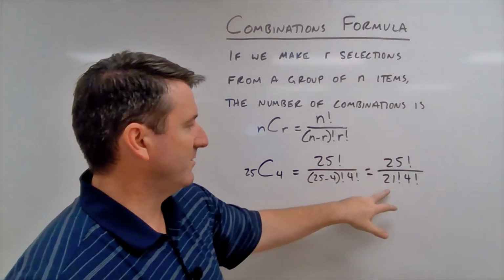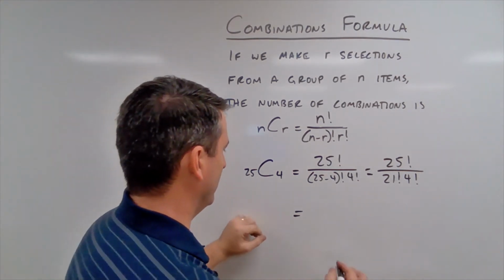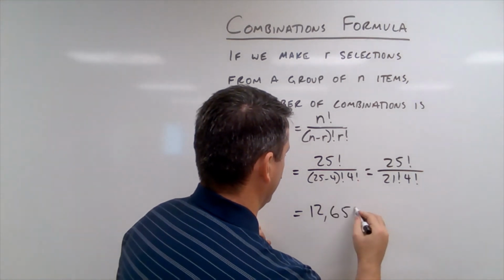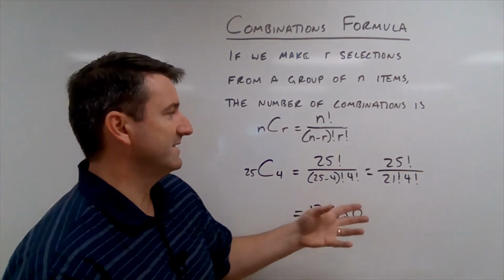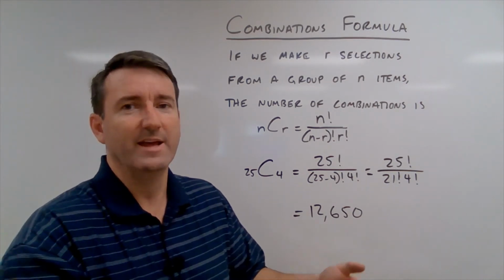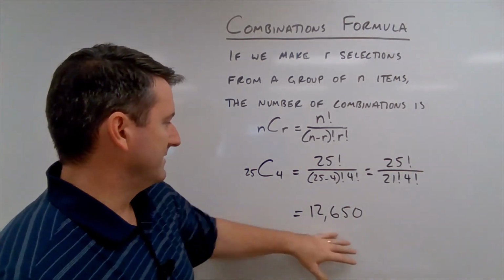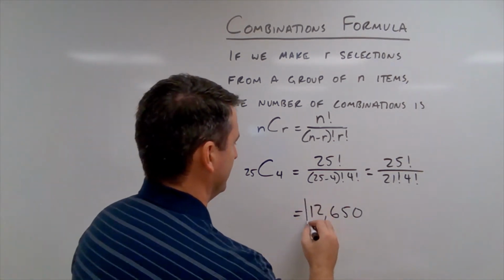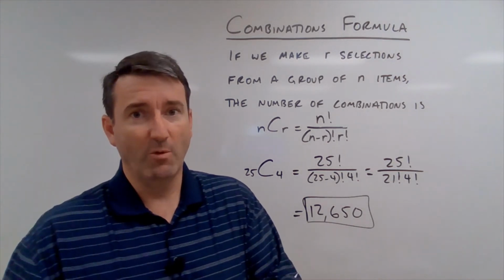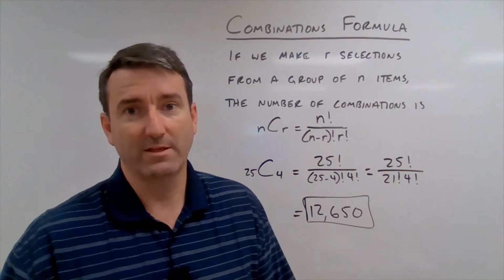So 25 factorial divided by 21 factorial times 4 factorial is going to be 12,650, which is the same as our permutations, 303,600 divided by 4 factorial, which is 24. So we end up with 12,650. That's how many different teams of 4 that we can send to the state championship from our 25-member math club.